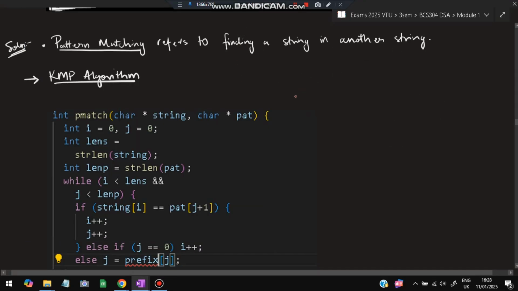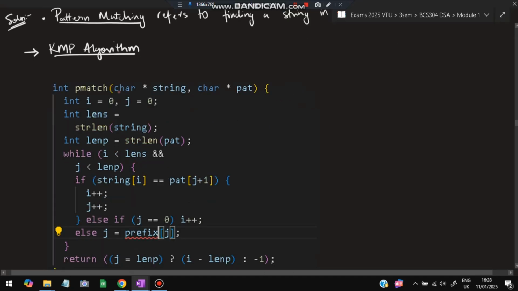So now you have got to know what the KMP algorithm is. Now we'll be seeing how to remember this one. P match means pattern match. You'll be writing int pattern match, char string and pattern. Two things are given to us. First is char string and second is char pattern. Now the pattern and string length we will be calculating.